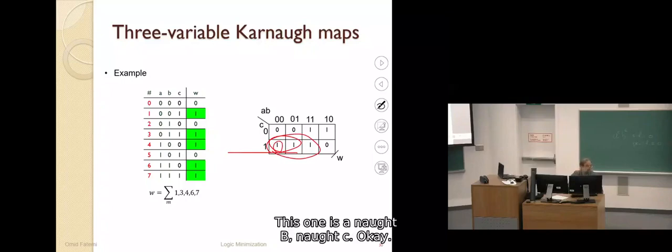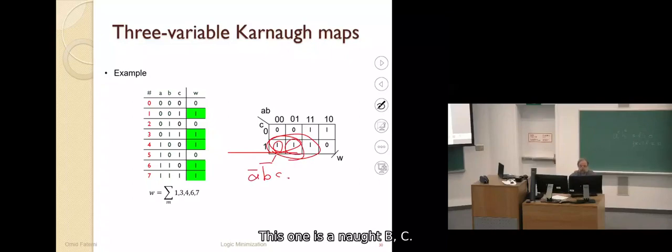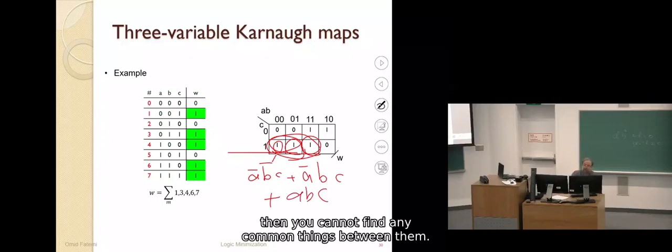So let's see what it is. What is this one? This one is A naught, B naught, C. Okay? What is this one? This one is A naught, B, C. Okay? And what about the next one, this one? It is A, B, C. So if you look at these 3, then you cannot find any common things between them. So you cannot do any kind of simplification.